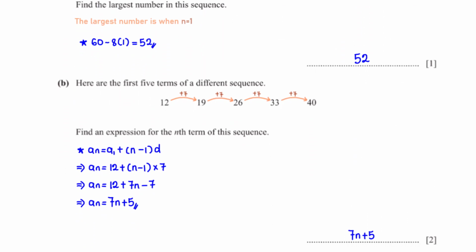Here are the first 5 terms of a different sequence. Find an expression for the nth term of this sequence. The terms in the sequence have a constant difference of 7. So we can use this formula to get the nth term for the sequence. A1 is the first term, which is 12, and D, which is the common difference, is 7. When we expand the brackets, 7 times n is 7n, and 7 times -1 is -7. 12 minus 7 is 5, so we have 7n plus 5.